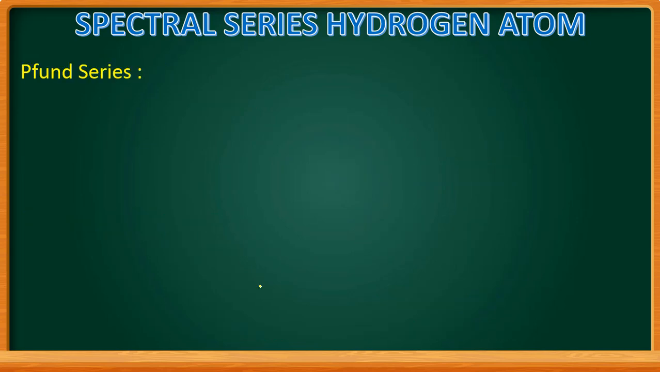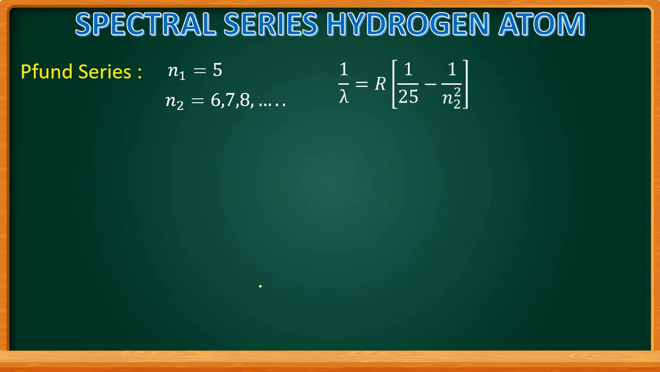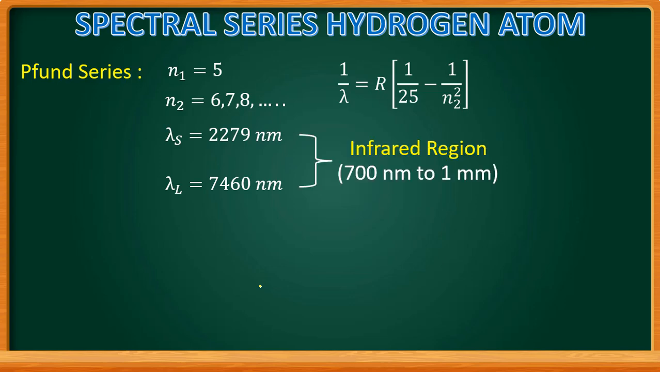After that we have Pfund series. Here we have to take n1 equal to 5, n2 equal to 6, 7, 8, and so on. So our wave number expression becomes 1 by lambda is equal to R. In place of n1 we can put 5, so that this becomes 5 square is equal to 25. 1 by 25 minus 1 by n2 square. After that we have to put the value of n2 as infinity, so that we can get the shortest wavelength value. Then this becomes 2279 nanometer. After that the longest wavelength is 7460 nanometer. This wavelength range also lies within the infrared region, which is in between 700 nanometer to 1 mm. Yes or no?